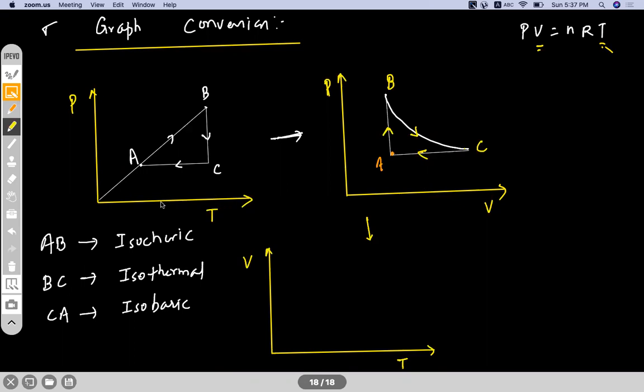One second, Anurag. Again, I'll explain. Wait. How many of you understood this conversion?